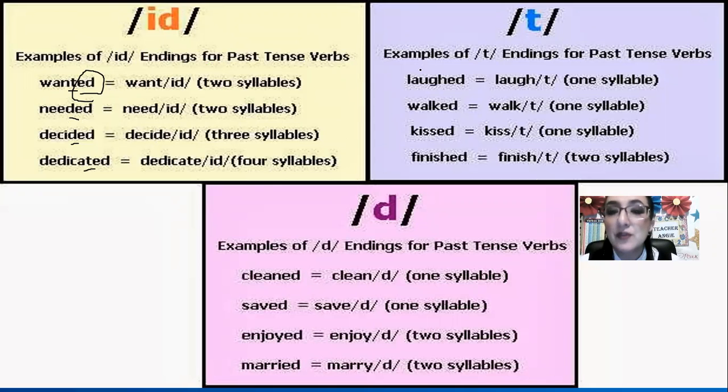And here we have some other examples of T endings for past verb tense. For example: laughed, walked, kissed, finished. And some examples with the sound D: cleaned, saved, enjoyed, married. Can you see the difference? T, D, T, D. That is going to be the situation.